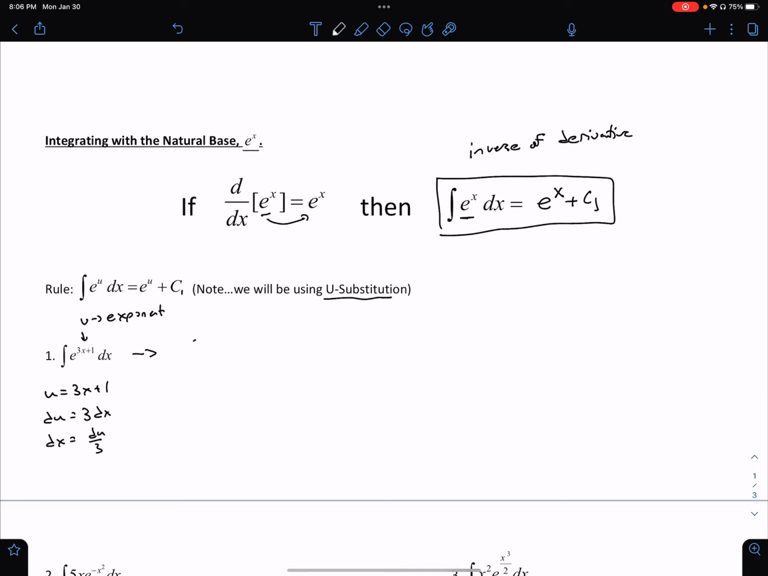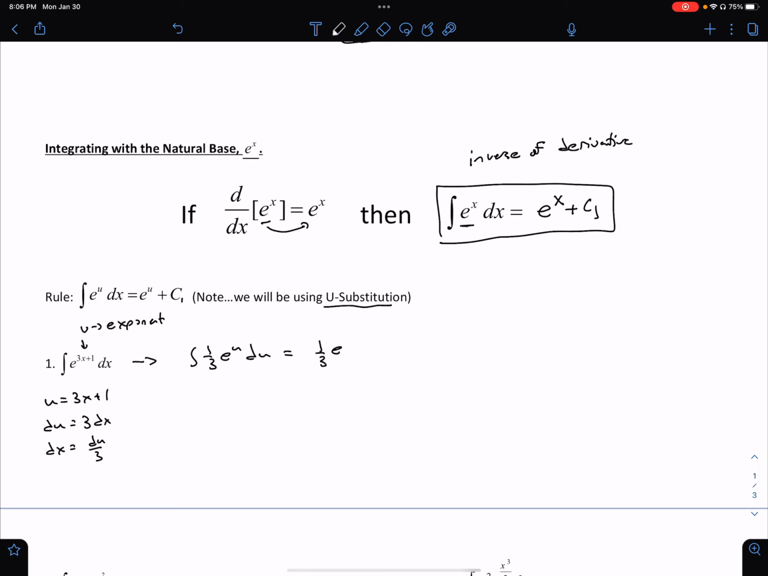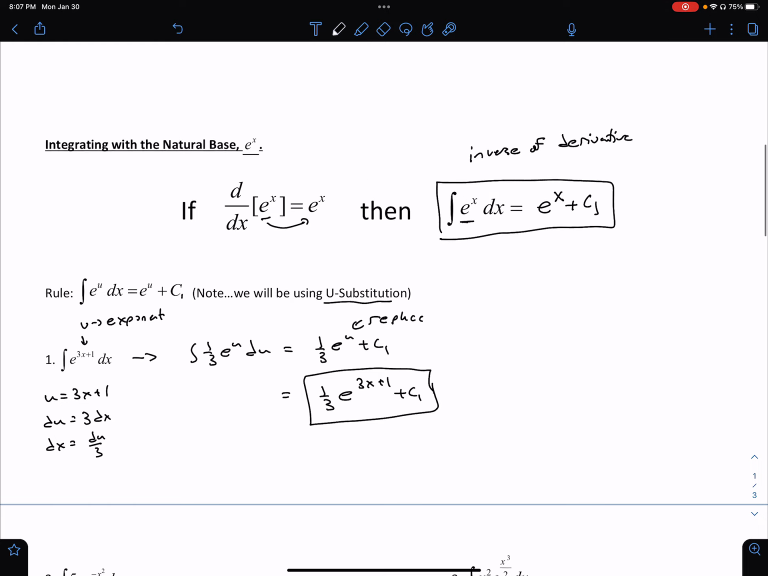And I'm just going to rewrite my integral. This becomes 1/3 e to the u du. So our rule, we get 1/3 e to the u plus c, and then I just got to replace my u here. So we get 1/3 e to the 3x plus 1, plus don't forget your constant of integration right there. Very easy to do these. Let's take a look at a couple more of these and we'll take a break.